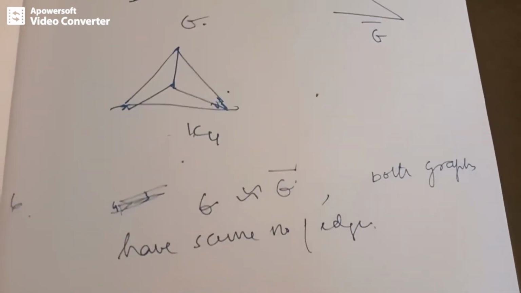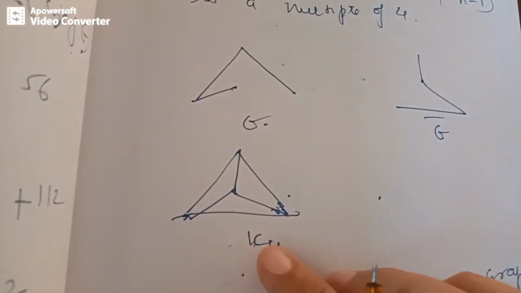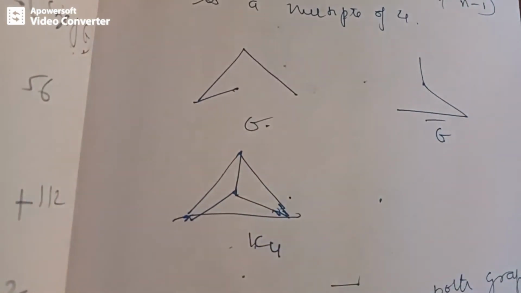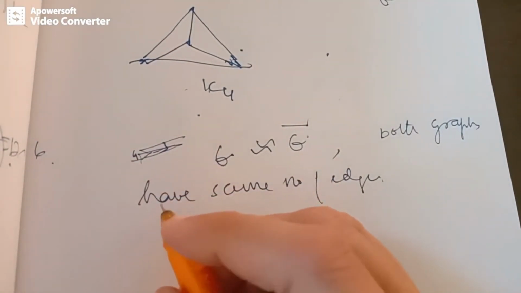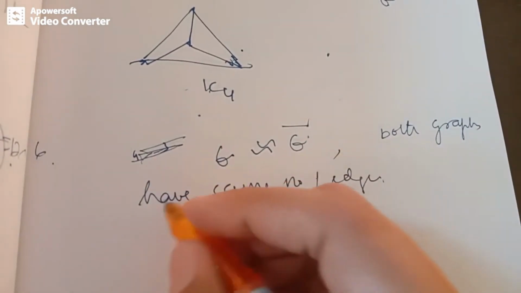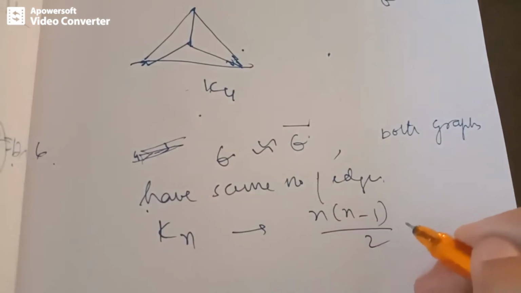And also the total number of edges in both the graphs is equal to the number of edges in the complete graph, which is 6, right? There are 6 edges here also. So the total number of edges in G and G complement is equal to the number of edges in the complete graph. How many edges are there in the complete graph? It has n into n minus 1 by 2 edges.